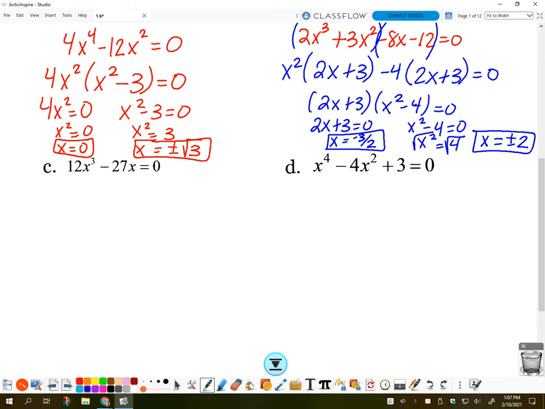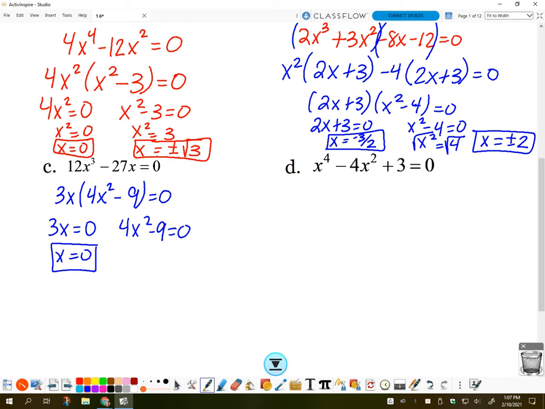All right, next problem. This one's already equal to 0, so we just need to factor. It's 2 terms. I believe we have a GCF of 3x. If I divide that 3x off, I have 4x squared minus 9 left. And then we're going to set those factors equal to 0. Again, this would have factored again, but it's not necessary. We can solve this. So here we divide by 3 and we get a solution of 0.